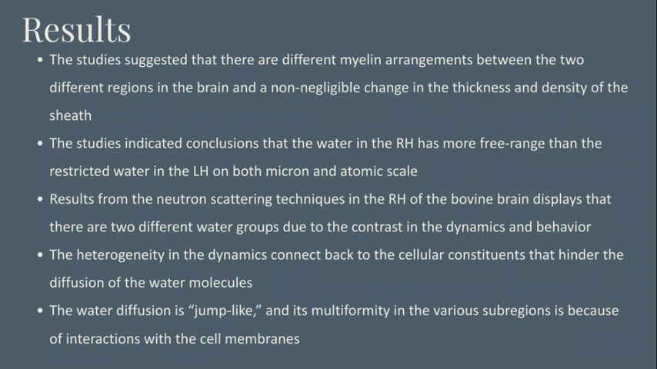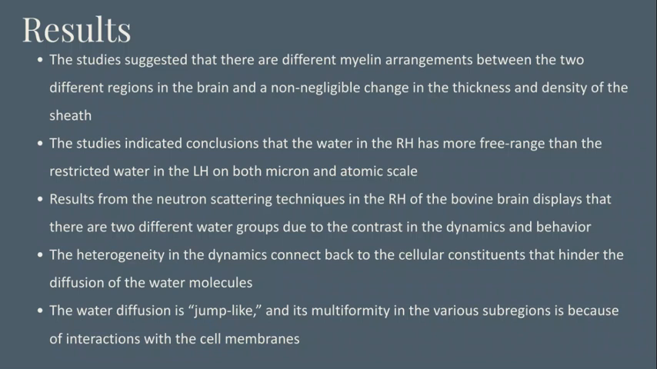The position of the Bragg reflections help deduce the associated repeat distances, the d-spacings, and the myelin structure in figure 2b. The shift in the graph from the left hemisphere Bragg reflections and the right hemisphere Bragg reflections suggest different myelin sheath arrangements between the two different regions in the brain and a non-negligible change in thickness and density of sheath. Figure 1 showed similar data, where the peaks of Q are 2 pi over d, where d is the repeating distances.